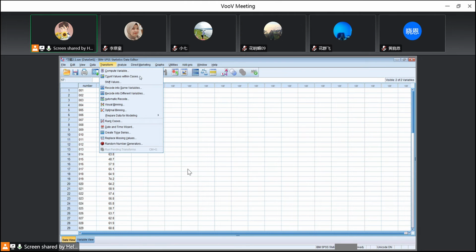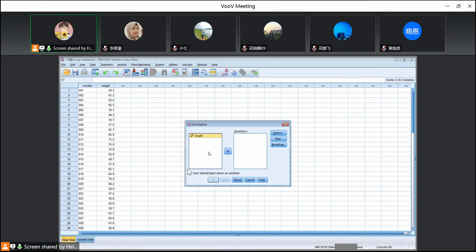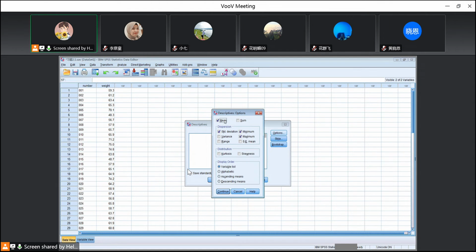You can use Analyze and then find Descriptive Statistics and use weight as the variable. Then choose the options. We have to calculate the mean because it reflects the central tendency. Yes. If you need to find the sum, you can select this one. And second, if we want to describe the dispersion or the discrete tendency of this group of data, we have to choose standard deviation, and the minimum and the maximum. And for others, display order, we use the variable list. This is what we always use. And then select Continue.